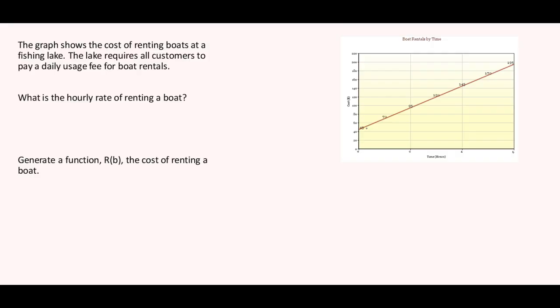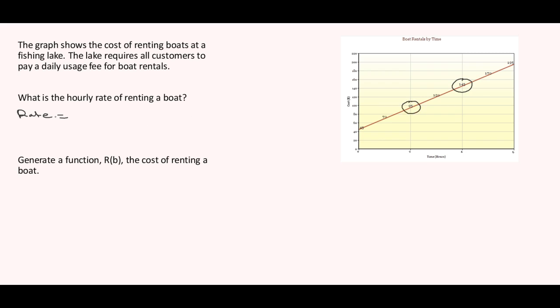So we have an example here, and we're going to apply what we've studied so far to this example. The graph shows the cost of renting boats at a fishing lake. The lake requires all customers to pay a daily usage fee for boat rentals. Now, first question is, what is the hourly rate of renting a boat? So the hourly rate is the rate of change. So we're going to pick this right here, 4, and let's circle that. We're going to pick 4, and we're going to pick 2.